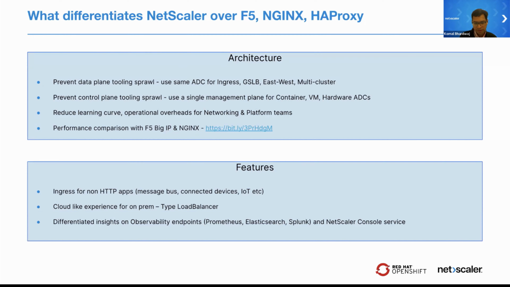On the control plane side as well, if you're using F5 or Nginx, there are multiple control plane elements. It is BIG-IQ, or it is NGINX One, or it's NGINX Controller. HAProxy also comes with its own control plane. So then you are going to manage multiple control planes. It's turtles all the way down. We help you reduce that. We help you have only one control plane for all the load balancers.